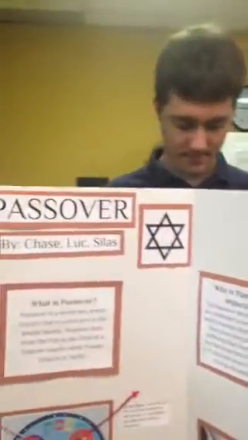So, Passover is a 7-day holiday lasting from the 15th to the 22nd of a Jewish month called Nisan. Nisan is our March or April. It's celebrated in Nisan because on the first day of Nisan, the Jewish people were set free from the Egyptians.